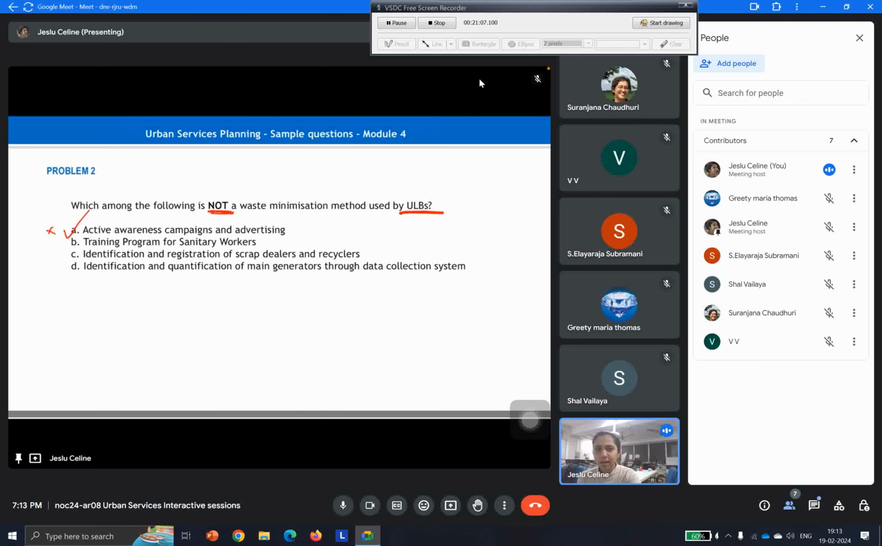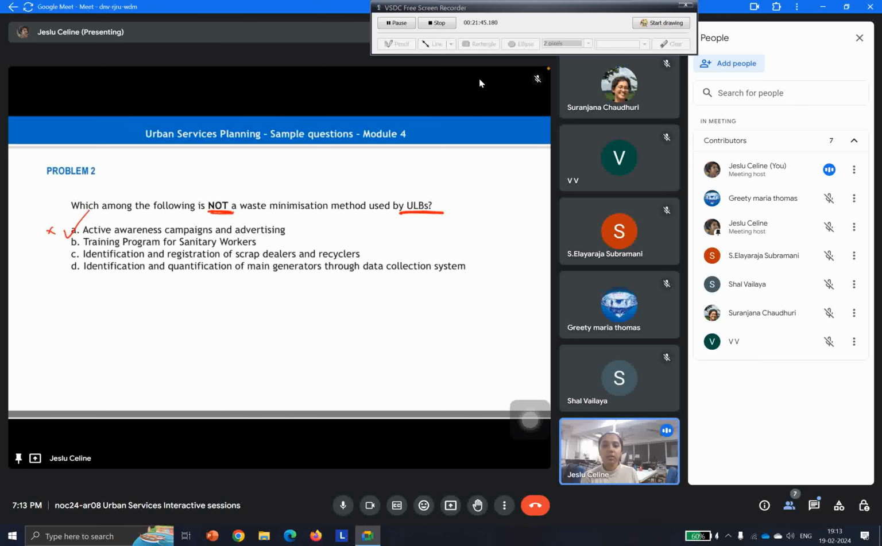So yes, there is some ambiguity in the question, but the question as such talks about what is a waste minimization method, which means that registration of scrap dealers and recyclers is important in minimizing waste. This is also a task taken by urban local bodies. We've discussed the Kabaddi system, where these scrap dealers are brought into the system, so that the waste which is usually generated by these people should have gone into the systematic waste management system.